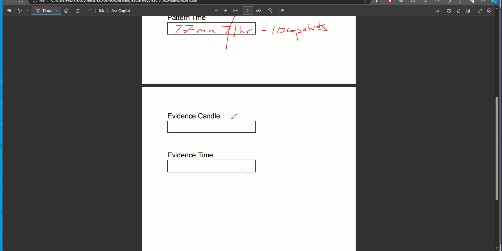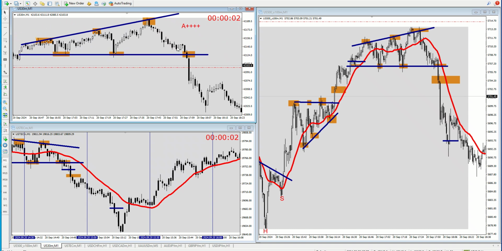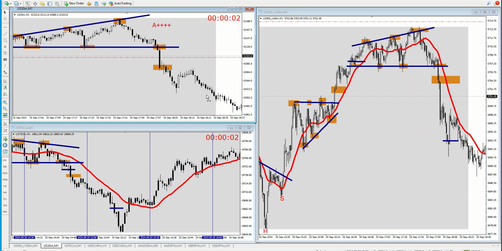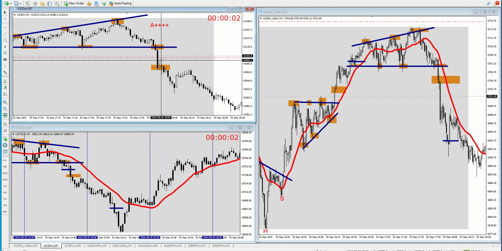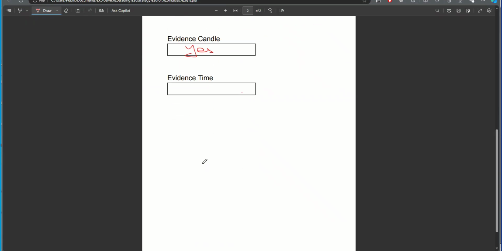Evidence candle. Do we have an evidence candle? Yes, you see this candle is not bigger than this one, and it's not bigger than this one. So this one is not bigger than the last leg, but this one is. Boom. We got an evidence candle. What time did this happen? Let's go back before. Yes. Now I believe you understand what an evidence candle is.